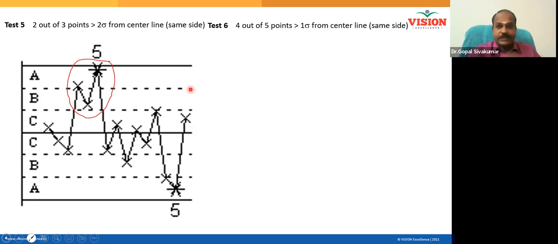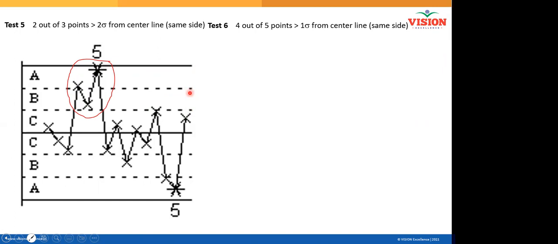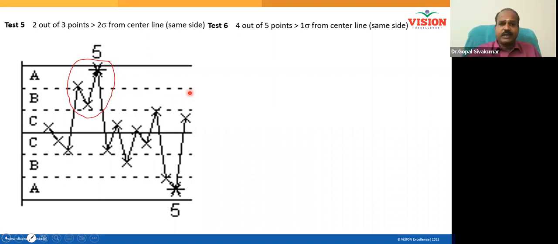This knowledge is very, very important. Otherwise, connecting the dots will be difficult. Probability for a point inside 1 sigma is 68%. For a point to be inside the warning limit is 95%. So what is the balance? So how much is the balance? 4.5%. And 2 out of 3 is much more than 4.5. I cannot tolerate that.